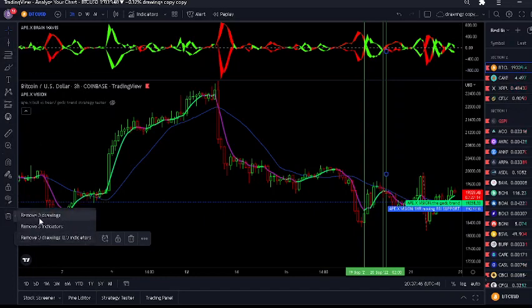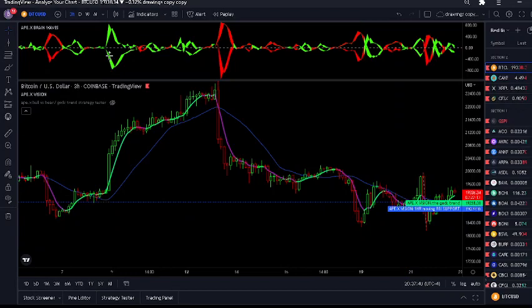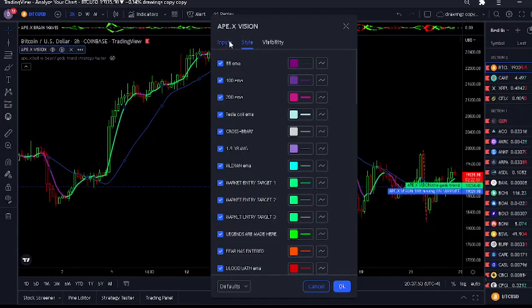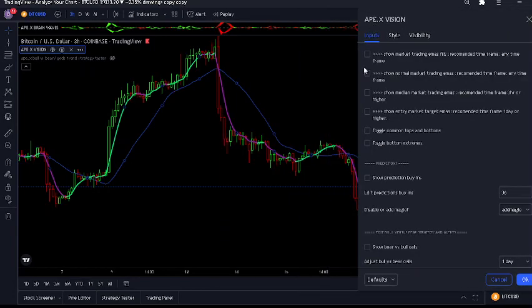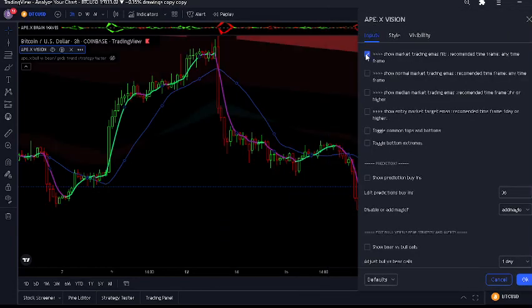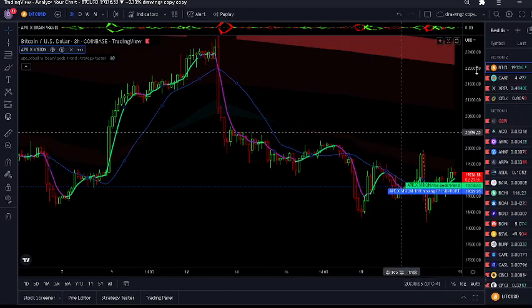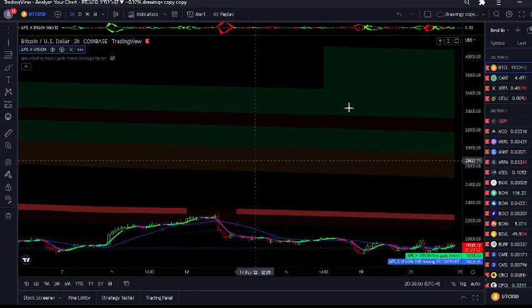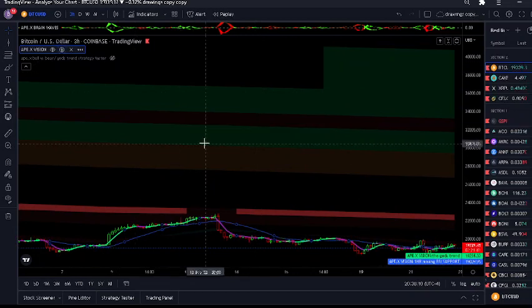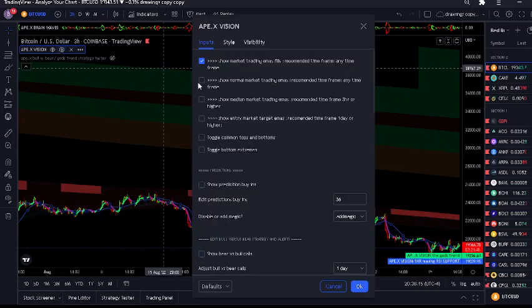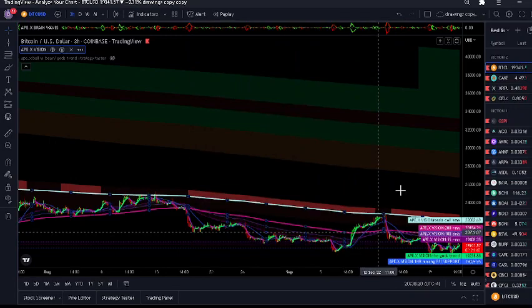So let's remove the drawings. Going back to Vision, we're just going to turn on a few more things, starting with the EMA fills. Different EMAs are filled in according to different crosses. So if we pull up the second setting, show normal, these are the normal EMAs that we'll be trading from.